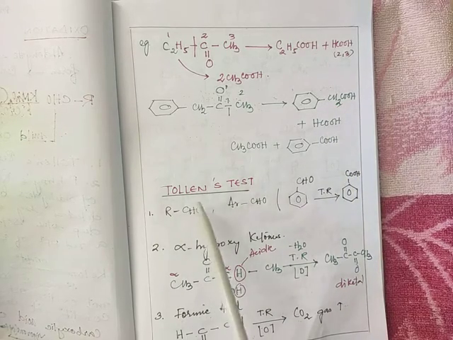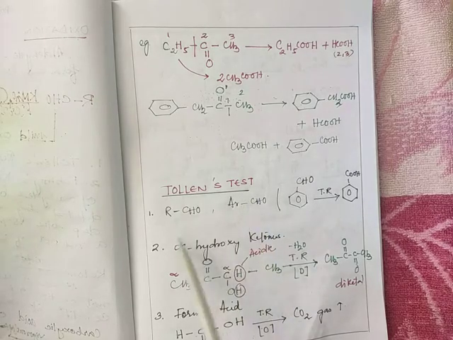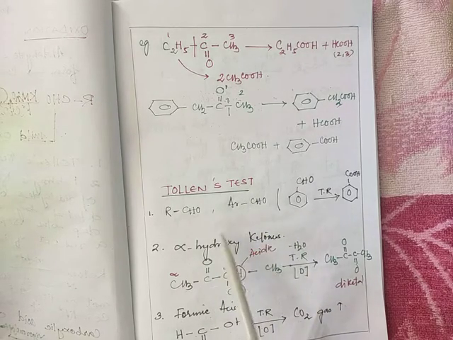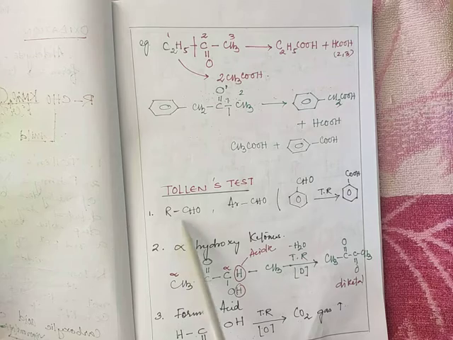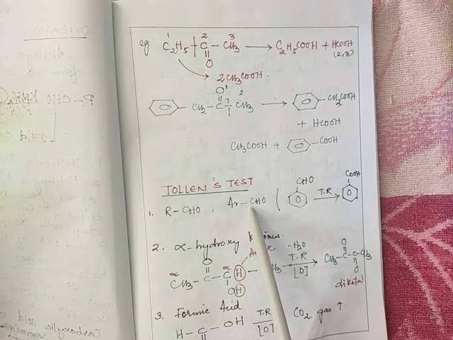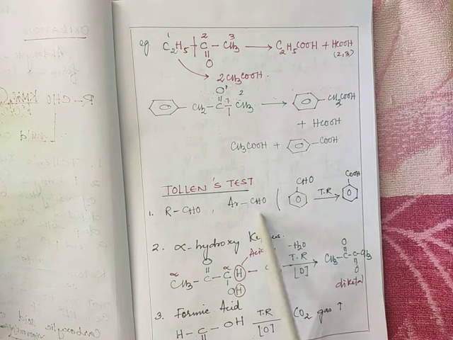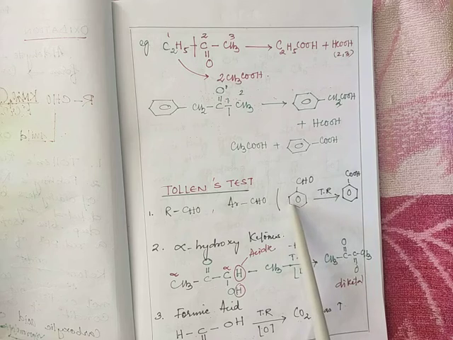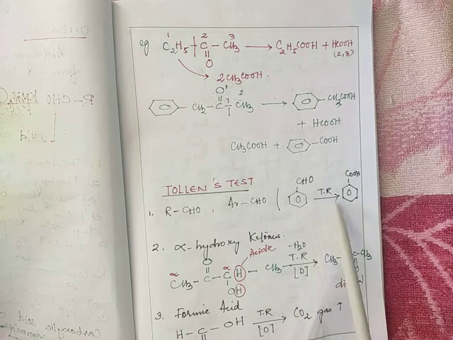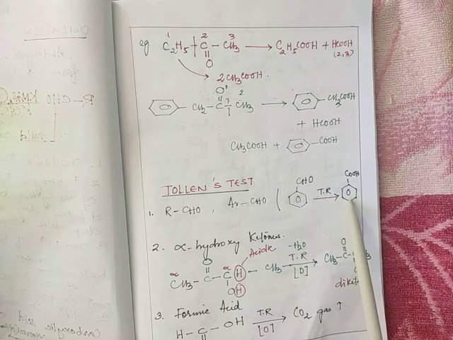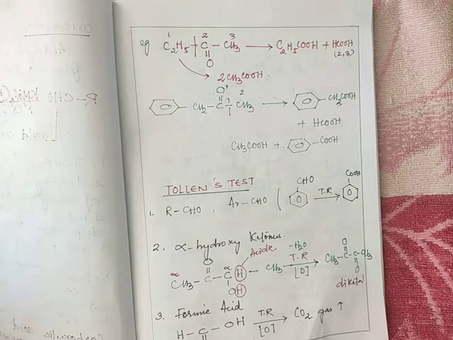Now next one is the Tollens test. So now, Tollens test, that is Tollens reagent. Now here aldehydes, then aromatic, that means benzaldehyde or like that. When we use an aromatic aldehyde with Tollens reagent, then we will get benzoic acid.